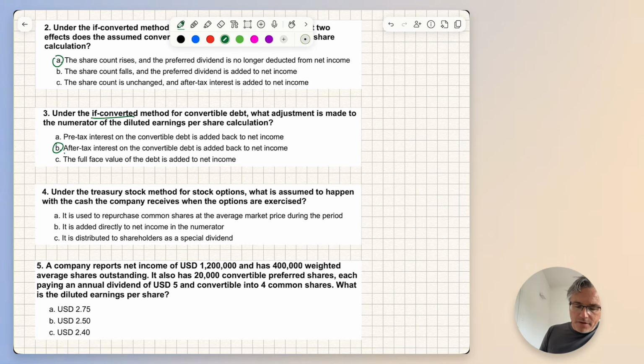The reason for after-tax, and that makes answer B the correct one, using after-tax is that, as we will, I think, explore in a later question as well, the payment of interest has two effects. Yes, it is a cost, but it also provides a tax relief in the form of the tax shield. So when you stop paying interest, or you assume that interest stops being paid, you have to think about the net effect, which is always the after-tax effect.